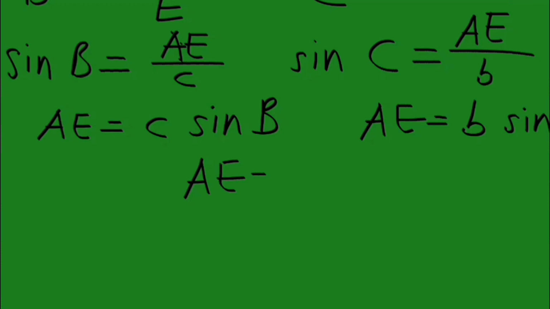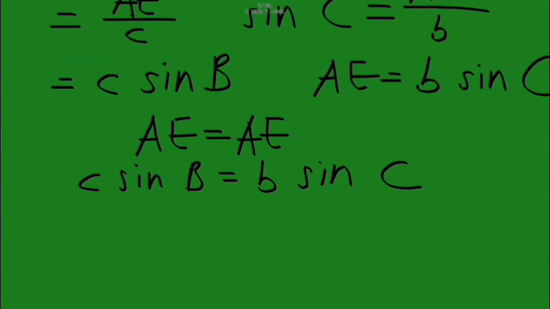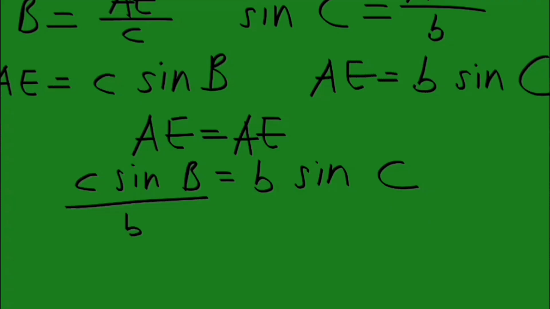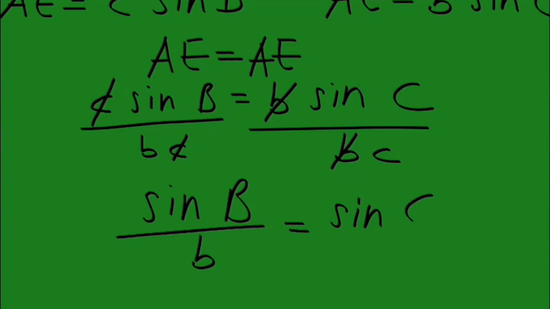AE is equivalent to AE, meaning on this side, we're going to have C sine B, which is equivalent to B sine C. We're going to divide by BC. Now C is going to cancel on this side, B is going to cancel on this side, and we're going to be left with sine B over B, which is equivalent to sine angle C over C. And that's how you prove sine rule.